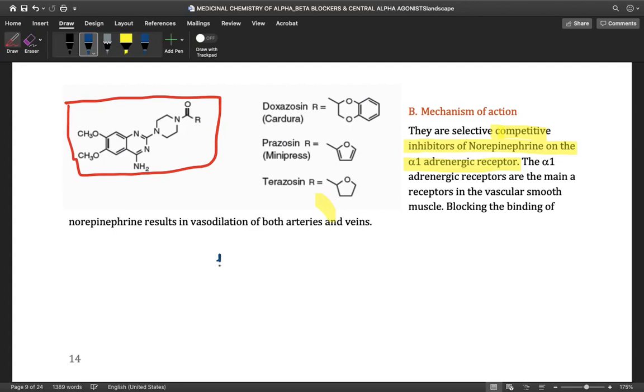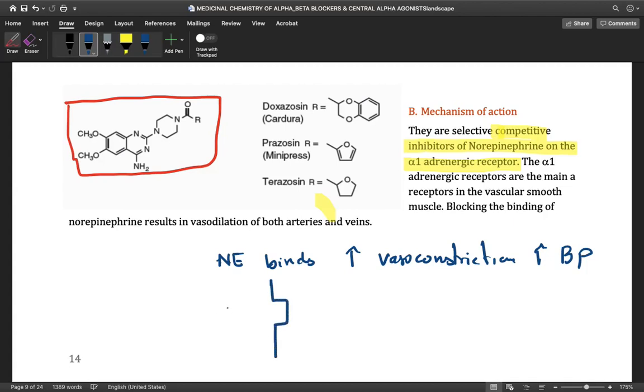So if norepinephrine binds, it causes vasoconstriction that then is going to increase blood pressure. Okay, so let's suppose this is the receptor and this is norepinephrine. When norepinephrine binds to it, it causes a cascade of reactions that's going to lead to vasoconstriction and increase of blood pressure.